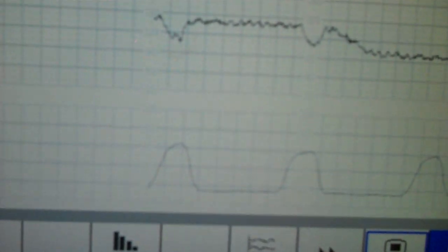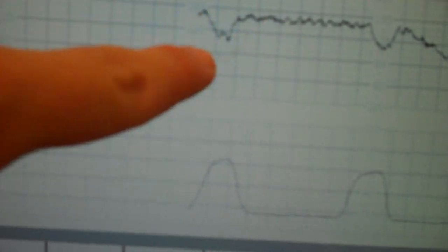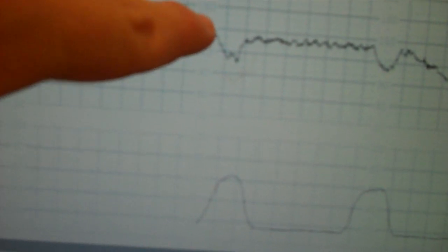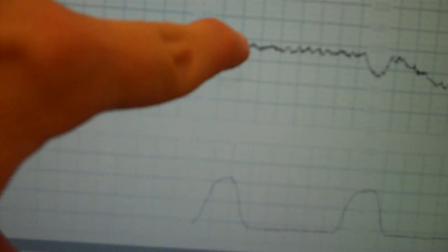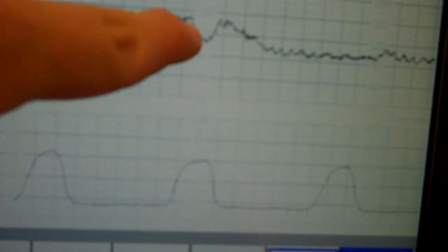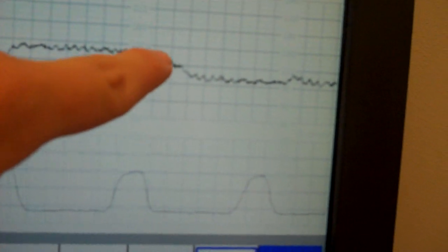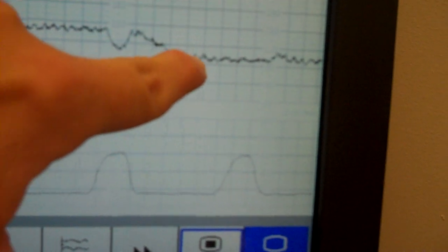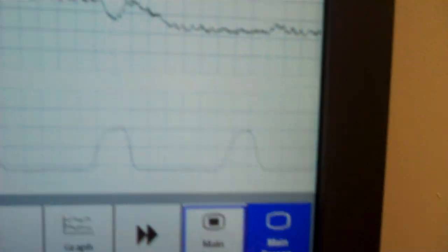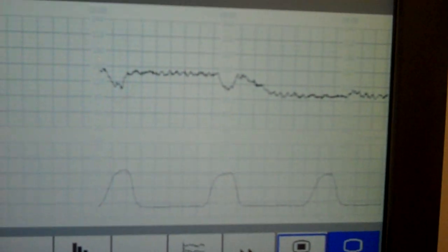So the monitor here, this would be if baby is not engaged, mom starts having a contraction, there's cord compression. You see the variable decelerations here. Here is a prolonged decel. So if baby's engaged and there's constant pressure on that prolapsed cord, you'll see a prolonged fetal heart rate decel.